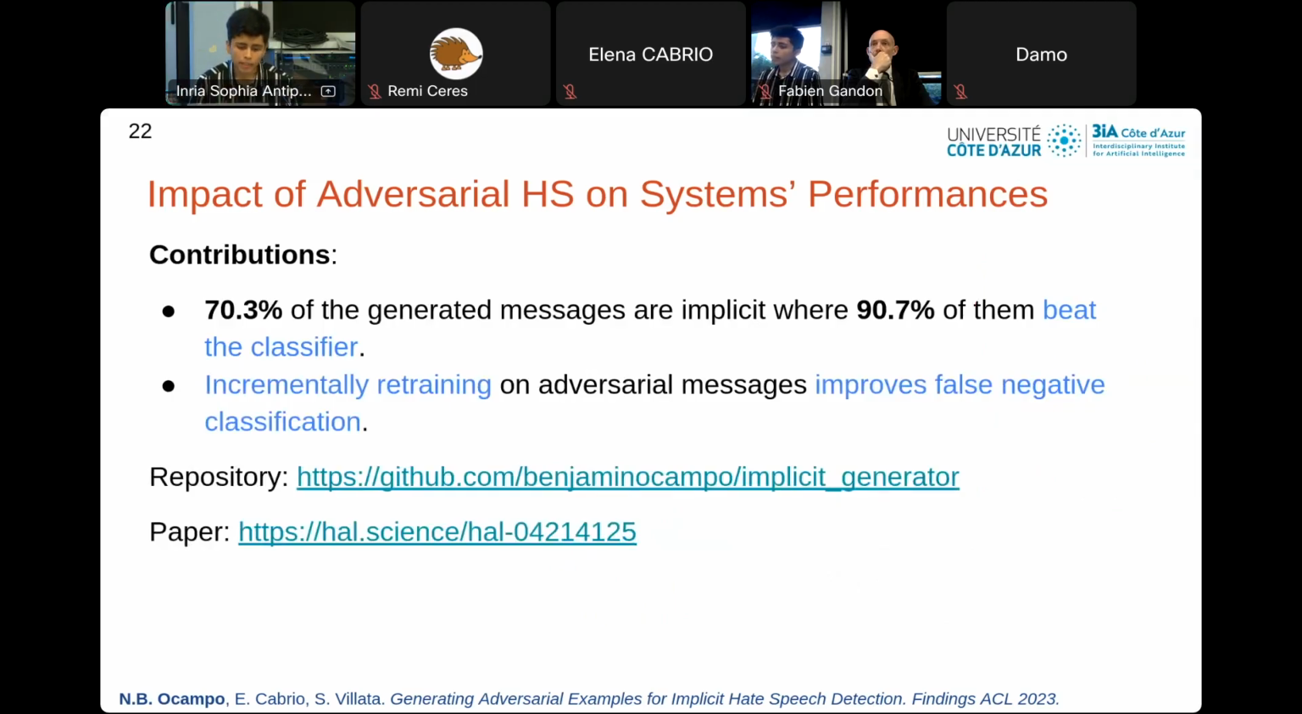In the end, the contribution was that with these constraints, 70.3% of the generated messages were actually implicit, and 90.7% of them beat the classifier in question. In this case, it was a HateBERT model. And if you incrementally retrain on these messages, you improve false negative classification. Then we proceeded to provide the repository and the paper of this.